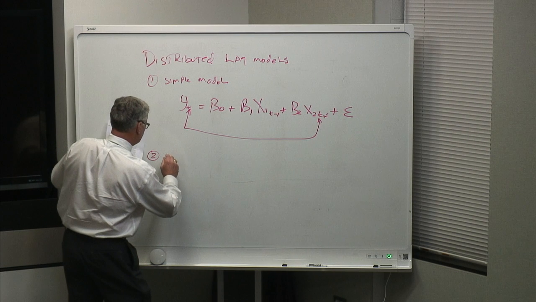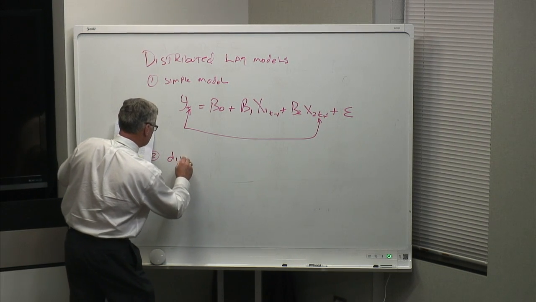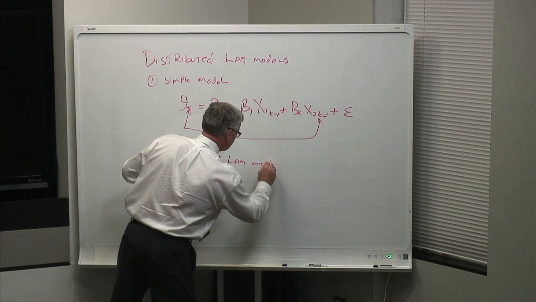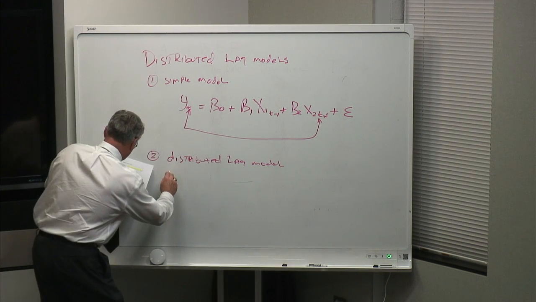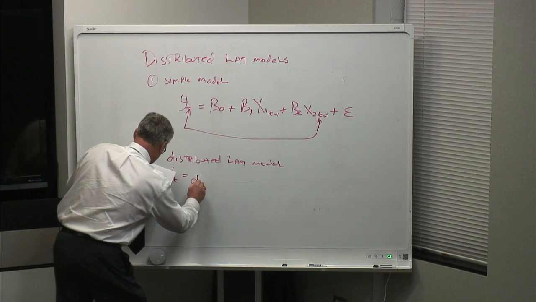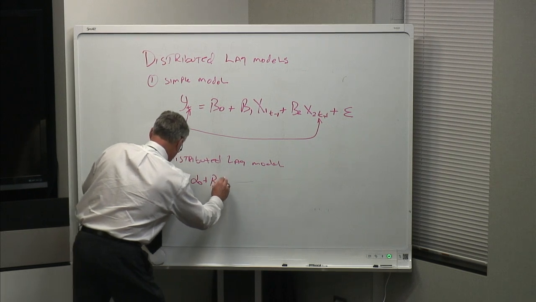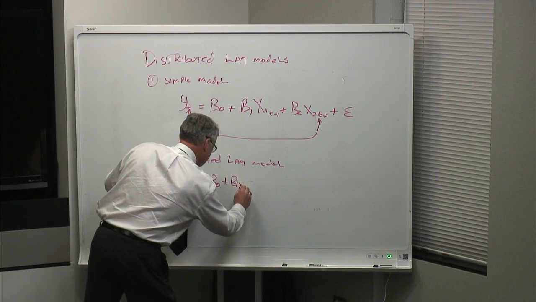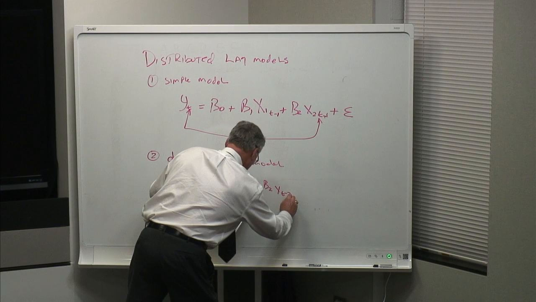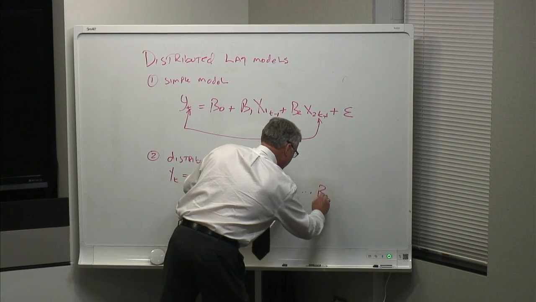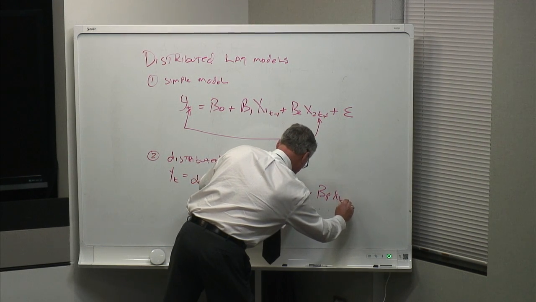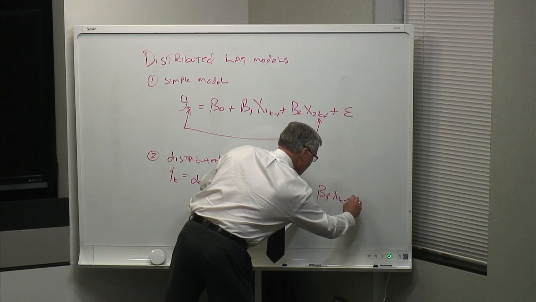All right, second model type. So this is a distributed lag model. And obviously non-simple. So y sub t equals some alpha sub 0 plus beta 0 plus beta 1 x sub t minus 1 plus beta 2 x sub t minus 2 plus dot dot dot beta sub rho x sub t minus rho plus epsilon.